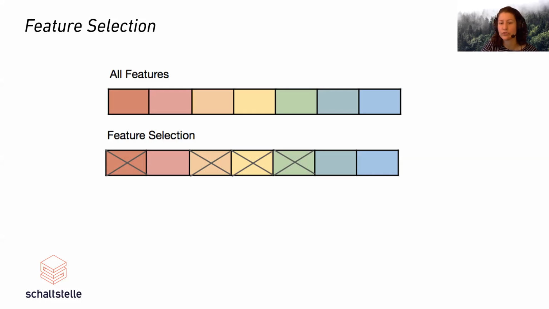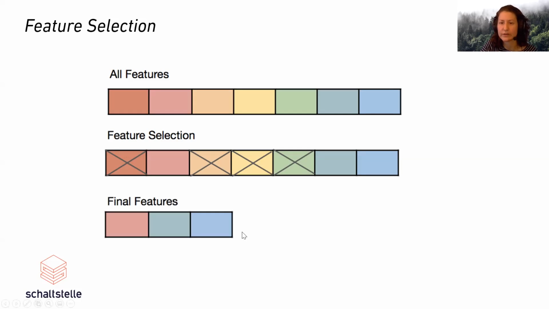Once we have decided which features are useful and which ones we want to use in our data set, we end up with a list of our final features, which is a subset of all the features that we had at the beginning.